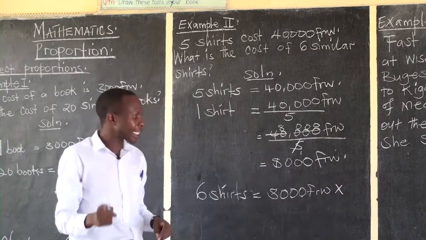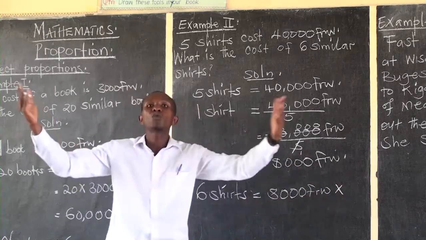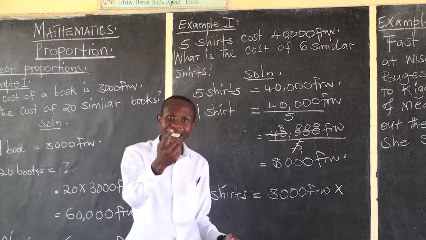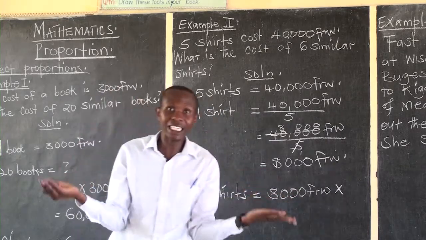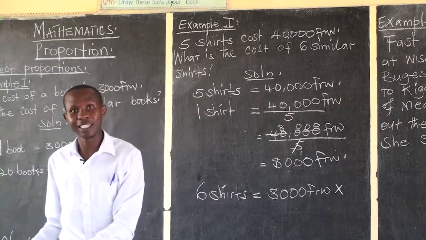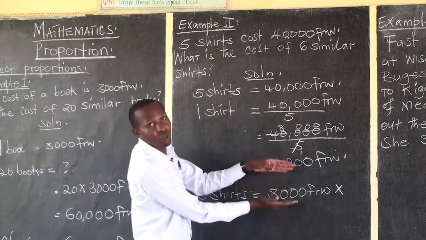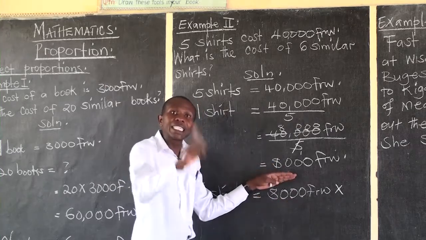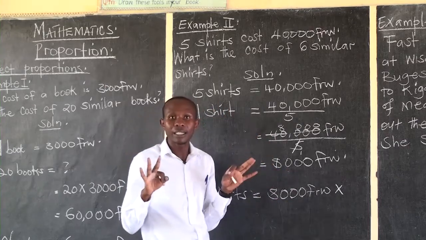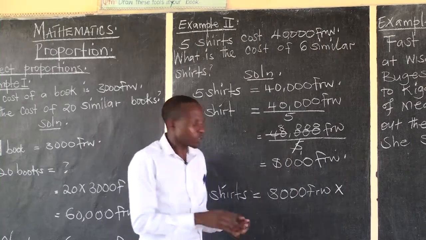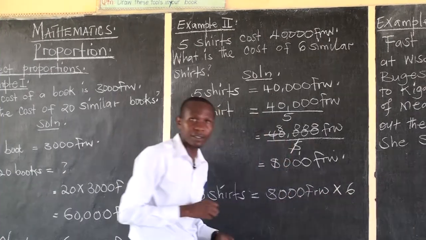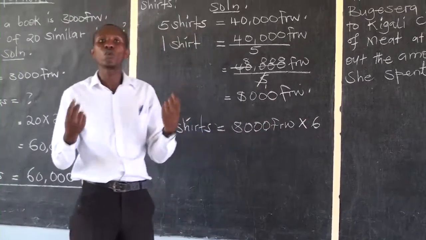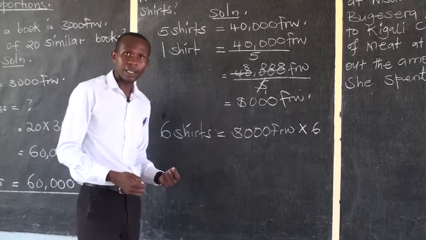That is for 1 shirt, times how many shirts do you want? I want 6. So I'll get the amount for 1 shirt times 6 shirts, because you want 6 shirts. So we shall say 1 shirt is equal to 8,000. Then 6 shirts will be the amount for 1 shirt times 6 shirts, the ones you want to buy. So I will say times 6. We are multiplying by 6 because you want 6 shirts.